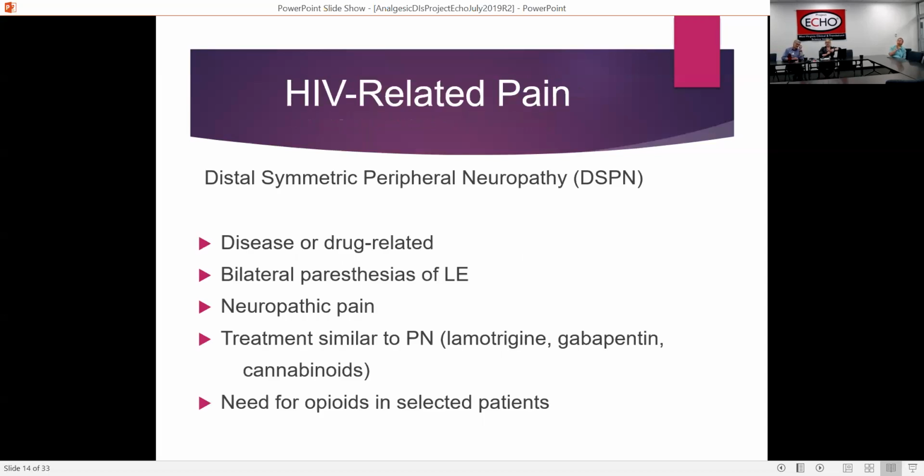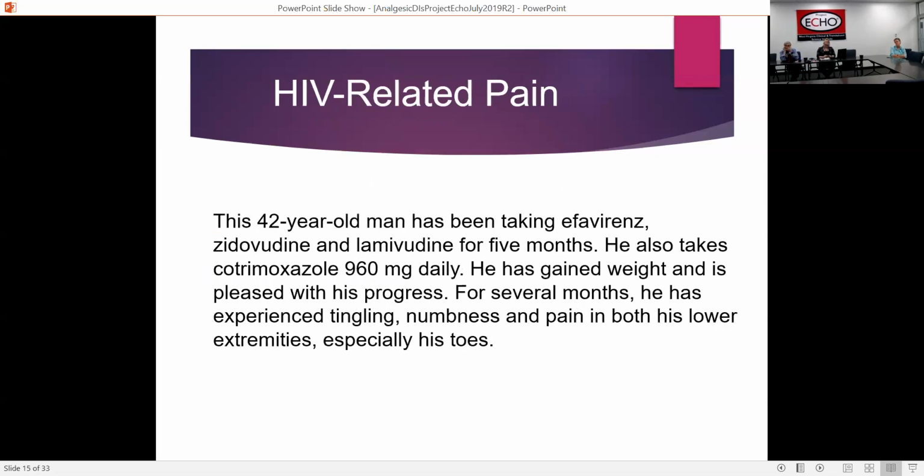Another interesting scenario where you could look at drug-drug interactions is HIV-related pain, which is a distal symmetric peripheral neuropathy. The disease itself could do it, or sometimes the antiretrovirals that are used to treat HIV can cause this peripheral neuropathy. It's manifest by bilateral paresthesias and neuropathic pain, and you treat it very similar to post-herpetic neuralgia, the same sort of types of medication. In some cases, these people may even need opioids.